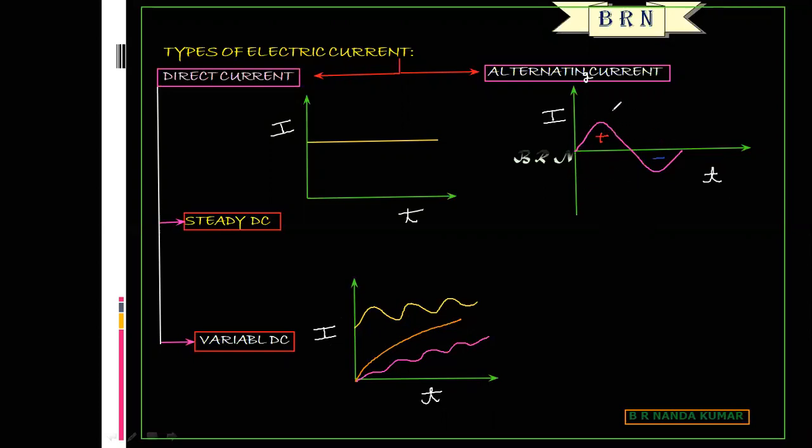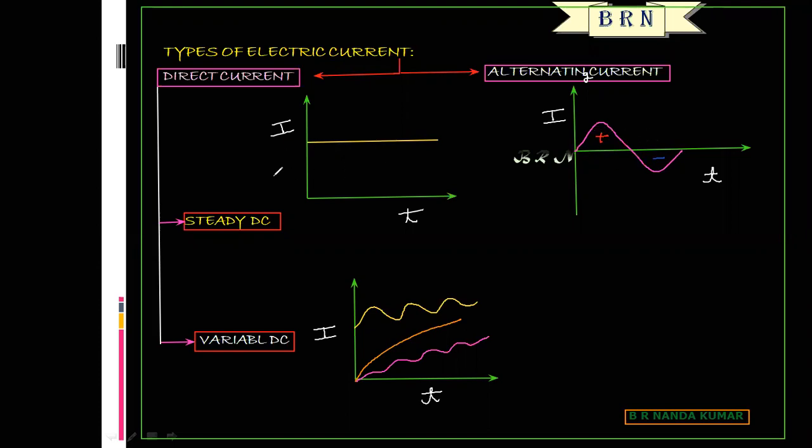Alternating current means the magnitude and direction of current change with time, and the polarity reverses periodically; for every cycle, the polarity will change. So this is alternating current. Okay, so alternating current is much more dangerous than DC current.